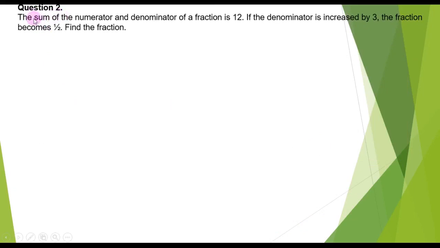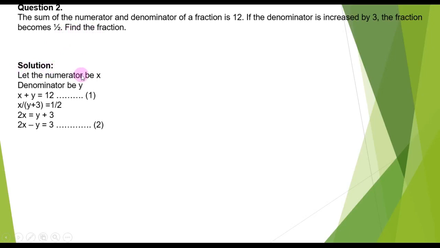Now question number 2. The sum of the numerator and denominator of a fraction is 12. If the denominator is increased by 3, the fraction becomes 1 by 2. Find the fraction. Let us see the solution.